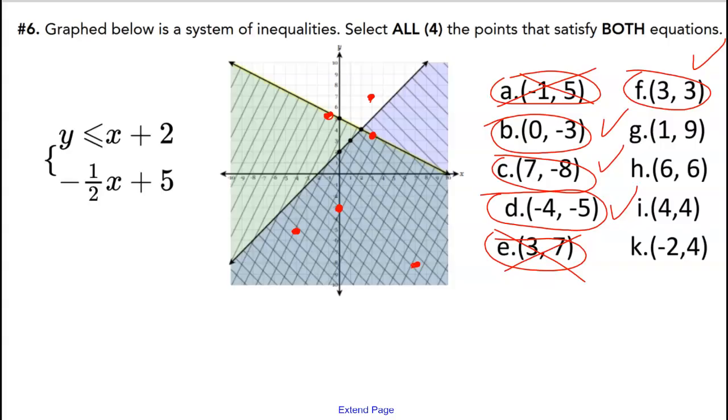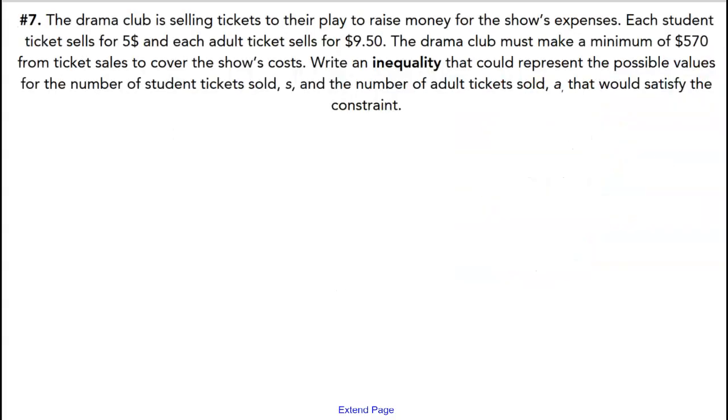All right, let's take a look at number 7. Okay, number 7, the drama club is selling tickets to their play to raise money for the show's expenses. Each student ticket sells for $5. Each adult ticket sells for $9.50. The drama club must make a minimum of $570 from ticket sales to cover the show's costs.